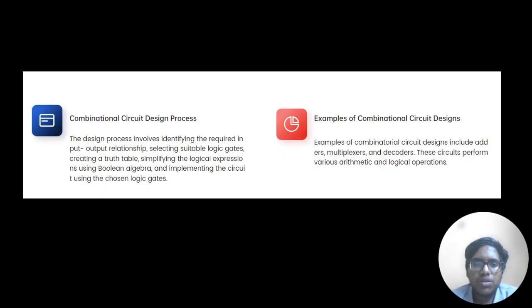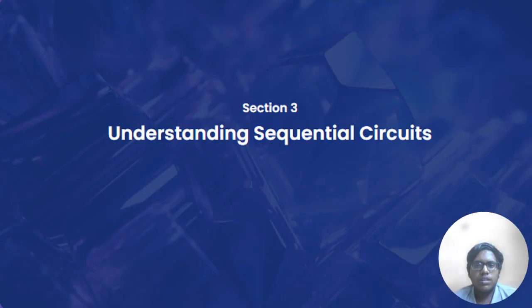Combinational circuit design process. The design process involves identifying the required input-output relationship, selecting suitable logic gates, creating a truth table, simplifying the logical expressions using Boolean algebra, and implementing the circuit using chosen logic gates. Examples of combinational circuit design include adders, multiplexers, subtractors, and decoders. These circuits perform various arithmetic and logical operations.